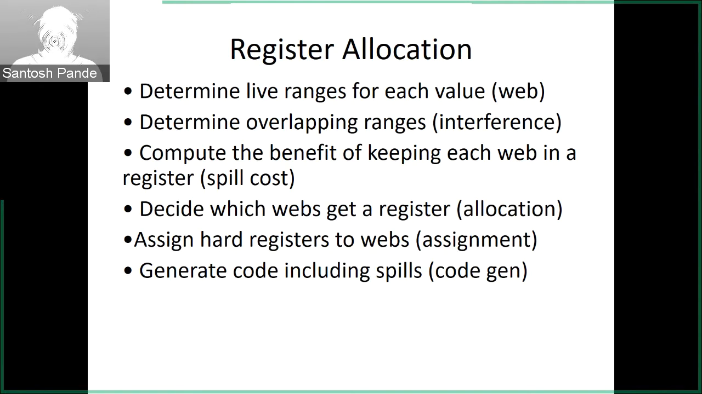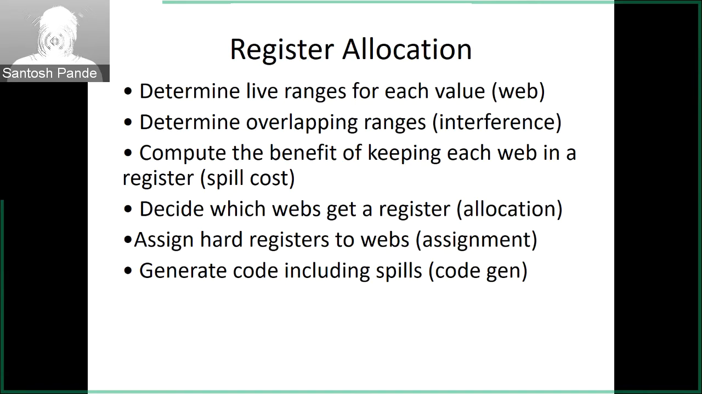The spill cost tells us that in a given range, how many definitions and uses participate. If we don't keep this particular range in a register, then all those definitions have to have a store associated with them. And uses, of course, every time we need a value, it's not in the register. So where do we get it from? From the memory. And so that costs us a load.